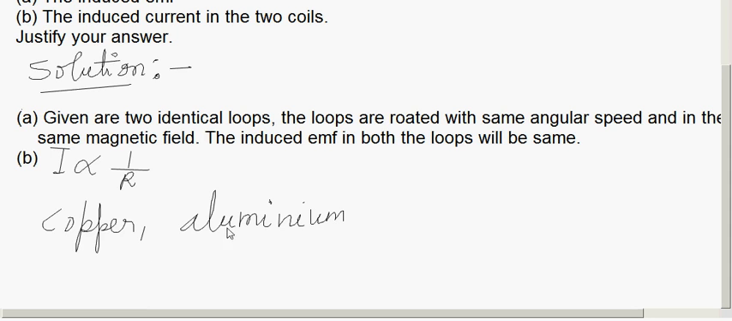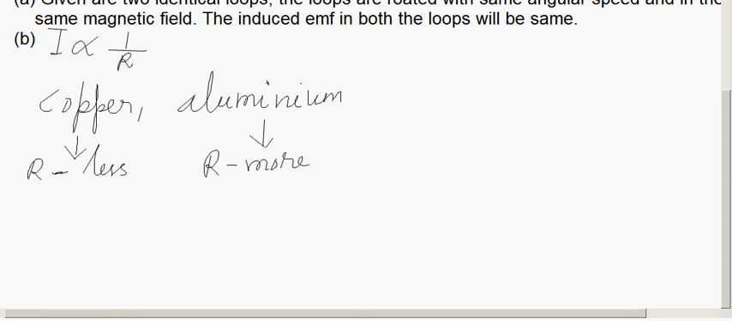Now when we compare these two, which one has larger resistance or which one has lesser resistance? We know copper is a good conductor, so the resistance of copper will be less. For copper the resistance is less, R is less. Whereas for aluminium, comparing to copper, aluminium will have a greater value of R, or resistance is more. Therefore, the current induced in copper loop will be more.